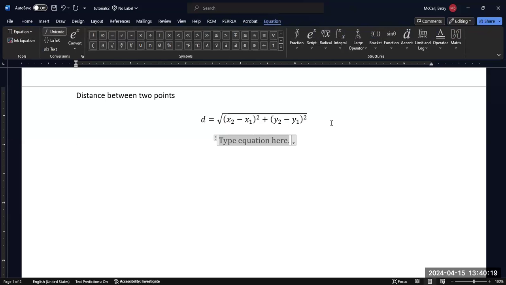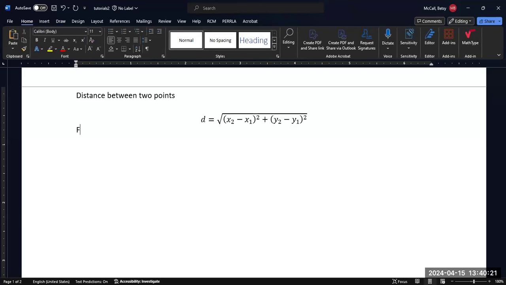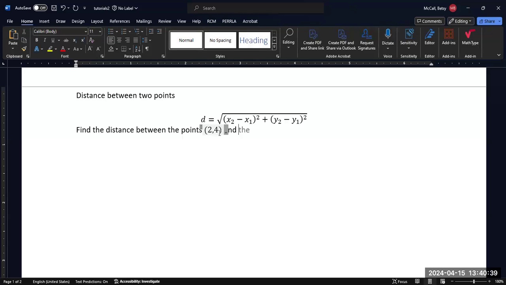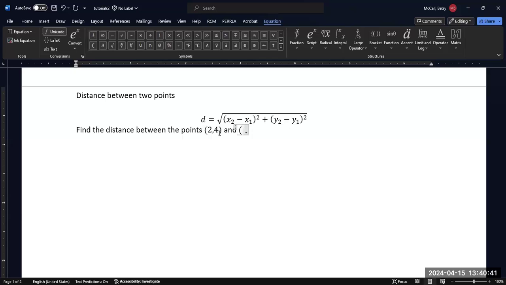So let's consider some examples. Find the distance between the points (2, 4) and (-3, 1). Okay, great. So now our distance.